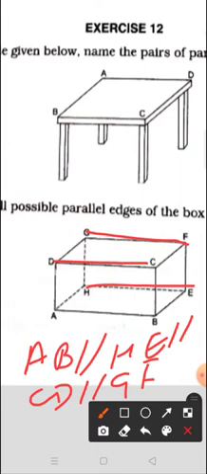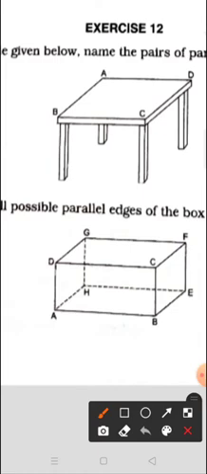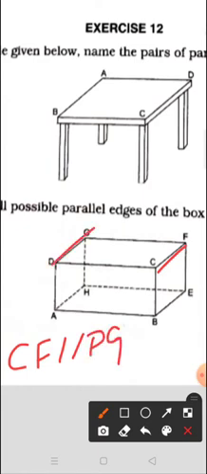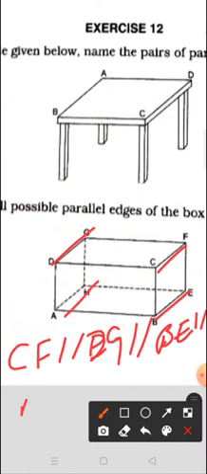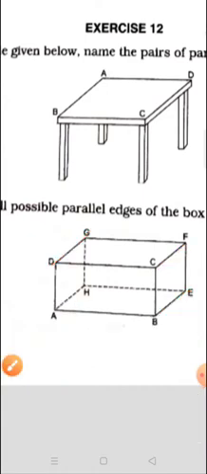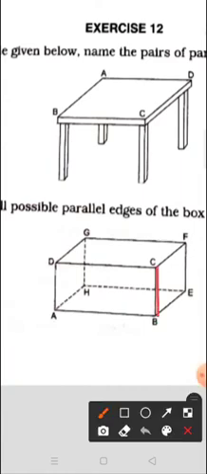Okay, now take the other part of it. That means this side. CF is parallel to DG, parallel to BE, parallel to AH. Like this you have to take this one, CB parallel to EF, parallel to GH, parallel to DA. You have to write all the parallels which are given. So do this on your own.